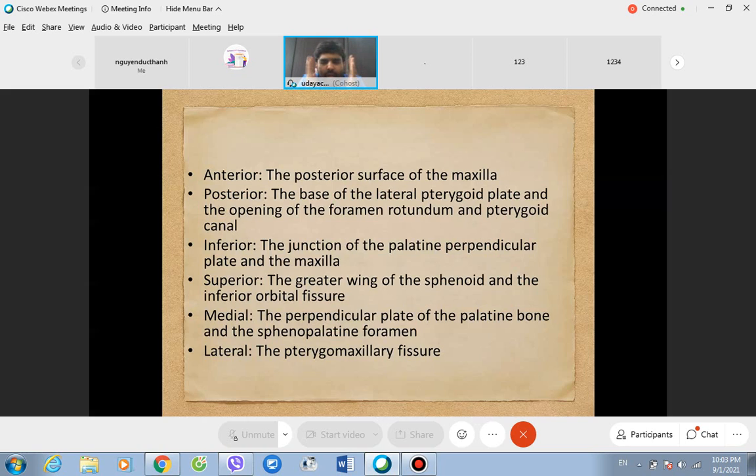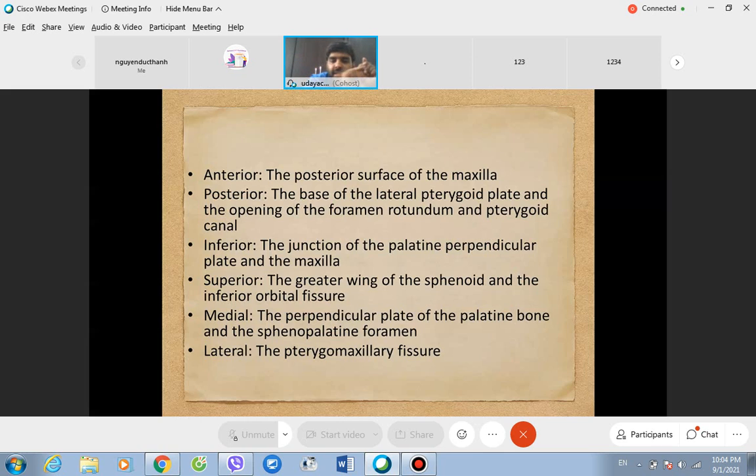See, remember one very easy thing. This is the nasal cavity. This is the pterygopalatine fossa. The communication is the sphenopalatine foramen. Nasal cavity, sphenopalatine foramen, pterygopalatine fossa, pterygomaxillary fissure, infratemporal fossa.